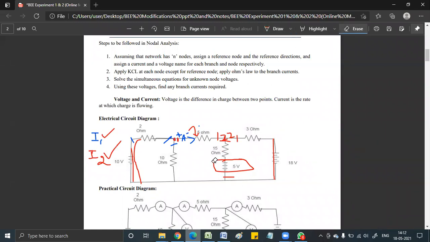What will be I3? I3 will be because of which power supply? Now I am going to find I3, no? So I3 will be because of the supply. Anyone? It will be because of what? Yes, 5 volt and 18 volt both.